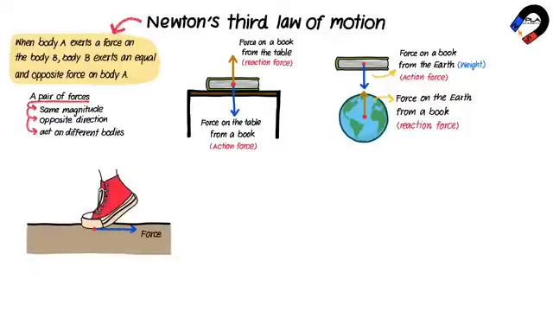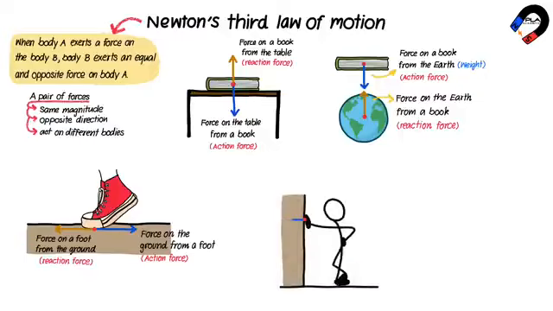While moving on the ground, we push the ground backward with our feet. This is the action force. The ground also exerts a forward force on our feet of equal magnitude in the opposite direction, which makes us move forward. This is the reaction force. A man's hand exerts a force on the wall. This is the action force. The wall also exerts an equal and opposite force on the man's hand in the backward direction. This is the reaction force.